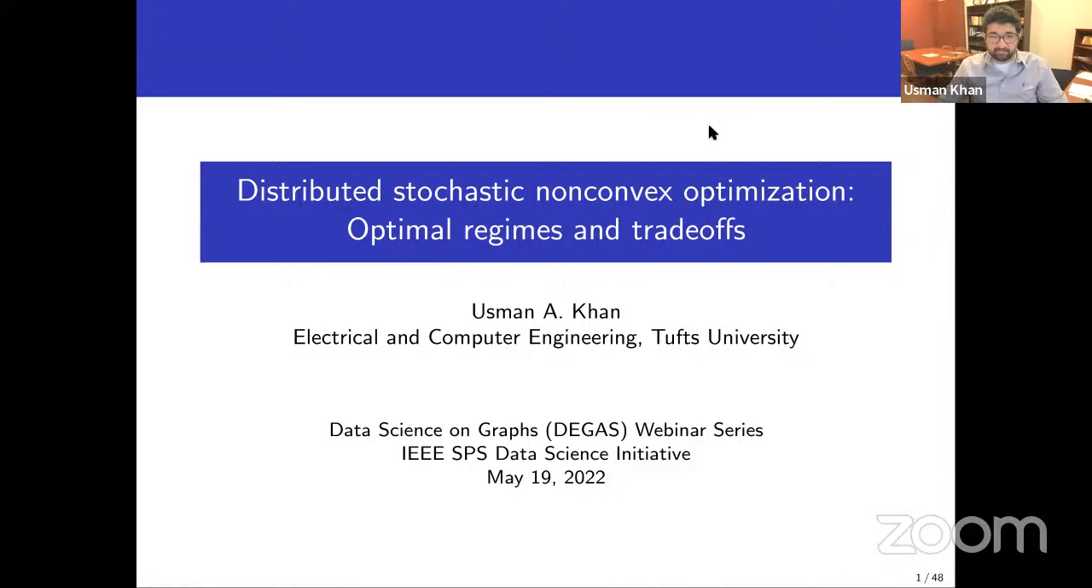So as Geert mentioned, the topic for today is distributed optimization. We consider it to be a bit like in parallel. You can just think of it as distributed machine learning, where problems are stochastic and non-convex in nature. And I'll try to bring some context on how machine learning is viewed as stochastic non-convex optimization and what solutions we are proposing, etc.